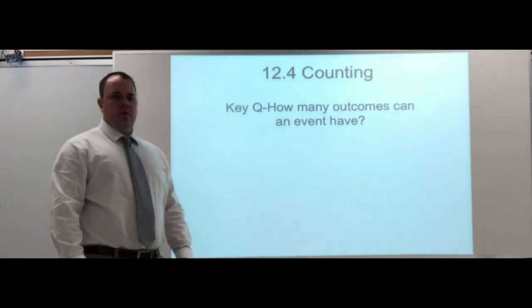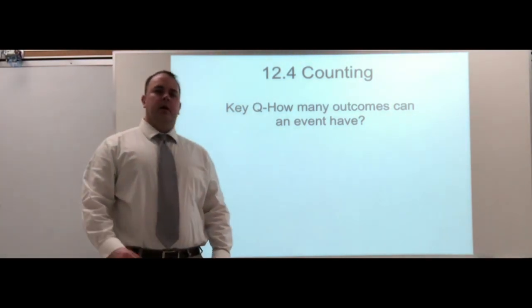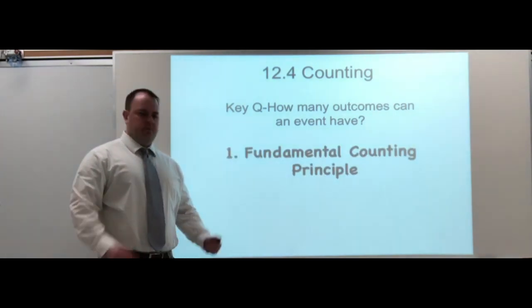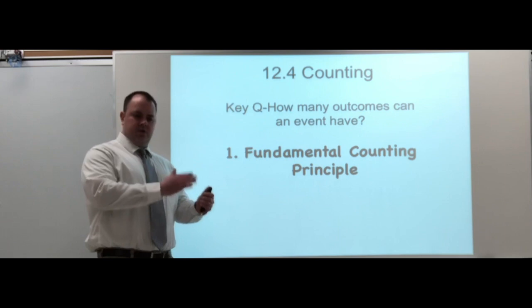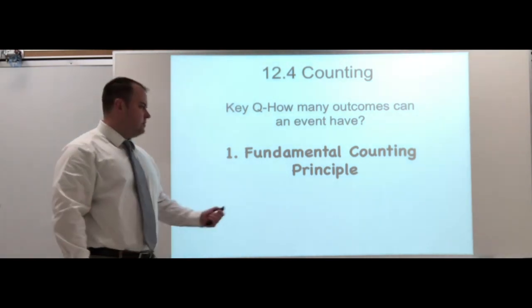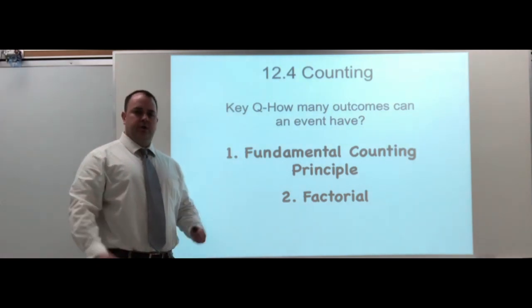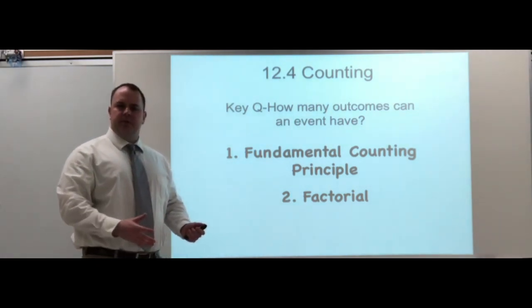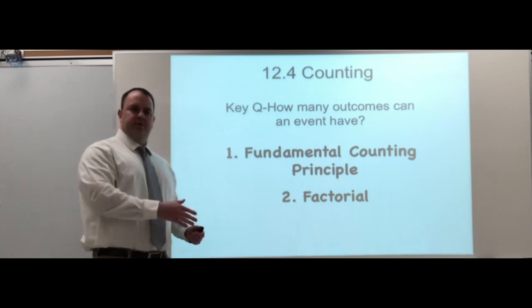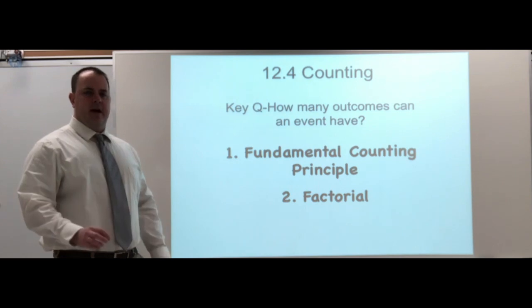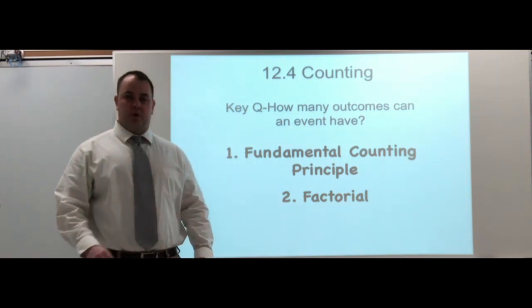Okay, continuing on with 12.4 counting. We went over two methods in the first video: the fundamental counting principle, with different topics, different categories. Find out how many outcomes each category has, and you multiply across. The factorial is when you have a set of items, and every one of those items needs to be placed in order. So you start with the total number of items and multiply across, going down each time. The factorial symbol is allowed to be used as a shortcut.